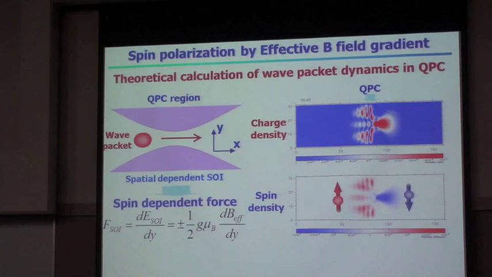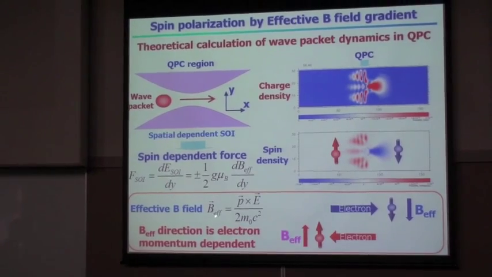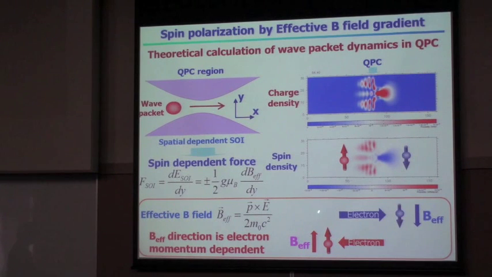The characteristic feature of this effective magnetic field is that its direction is momentum dependent. So when the electron is moving from left to right, the effective magnetic field points downwards. However, when the electron is moving from right to left, the effective magnetic field direction becomes upwards, because it is momentum dependent. So we can expect the opposite spin polarization when we change the electron momentum direction.